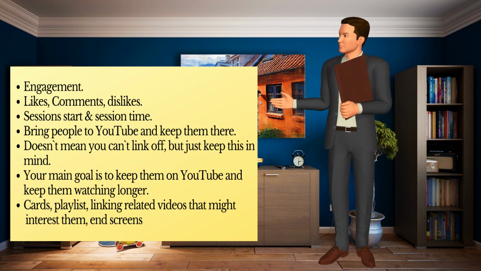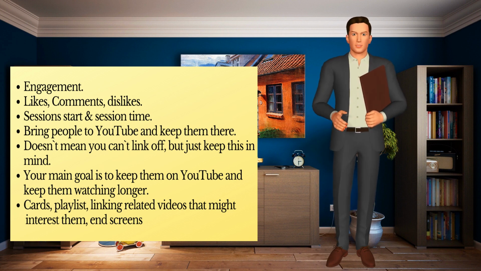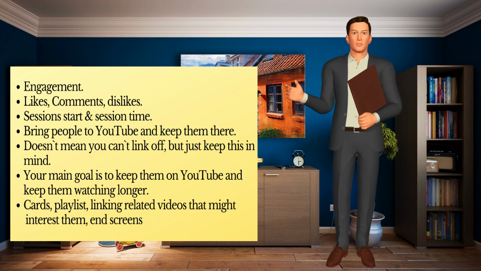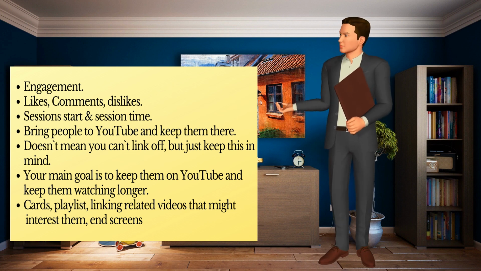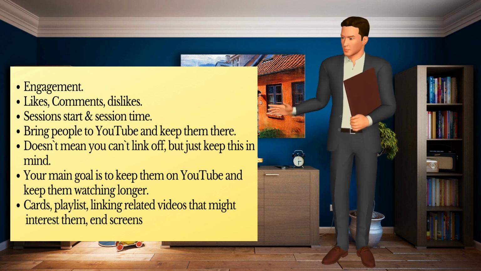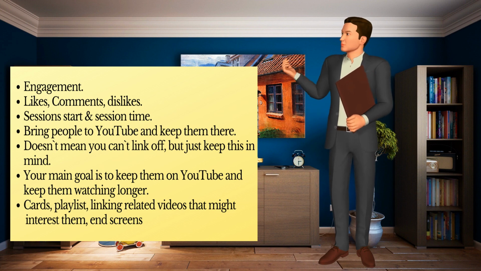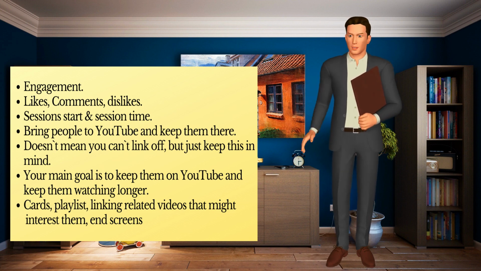Now, some of the most typical ways that you can do this: utilize cards, utilize playlists, utilize linking related videos that might interest them, and utilize end screens. But that's, to recap, the 5 most important things that YouTube looks for when ranking your videos against other related videos in the YouTube algorithm.